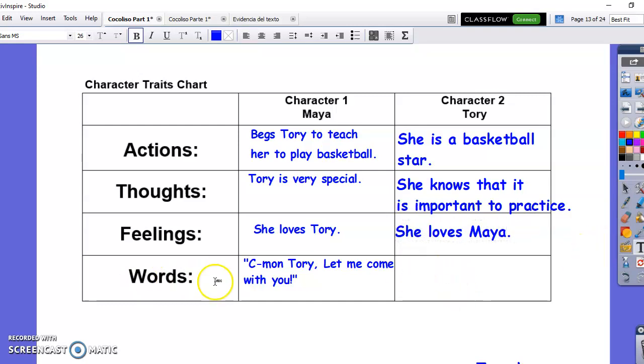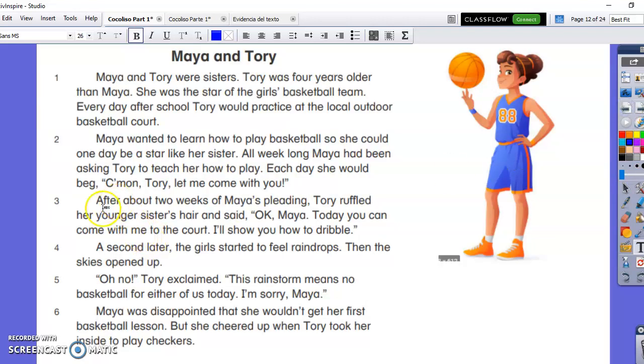And then the words, and also you could put here, I know that she loves her because even though it rained, she took her to go play checkers. The only words that we see that actually come from her, well, we see no. We see her, she's upset and she's saying sorry. And here she also says, okay, Maya, today you could come with me to the court.